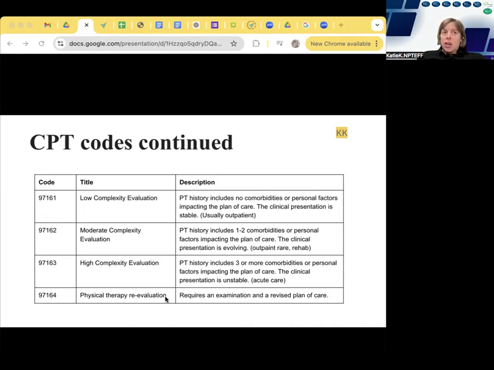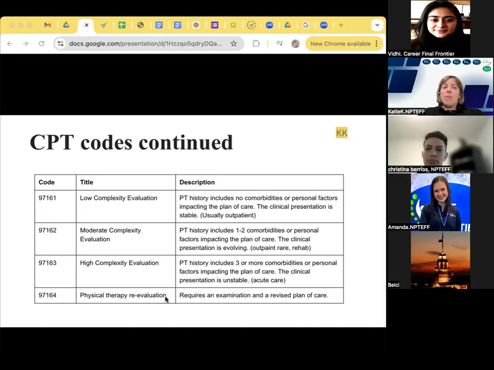Usually when you're doing an evaluation, and this really depends on different places and your setting, at my place where I work, we can code for the eval, and then the expectation is that you still do treatment on top of it, right? So we're coding for the evaluation time, and then whatever time's left over that we've done the treatment for, we also code and bill for that too. But that's really department, place and setting dependent.